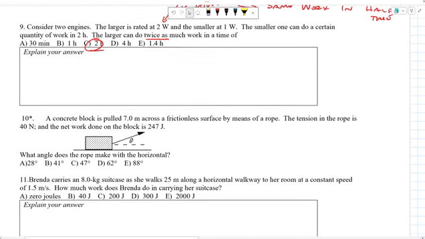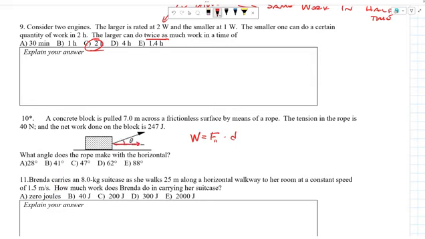Number 10, we have a concrete block pulled 7 meters across a surface by means of a rope. The tension is 40 newtons. The work done is 247. What angle does the rope make with the horizontal? We know when we're doing work that it's only the parallel force that does work on our object. We need to do some trigonometry to figure out what's going on.